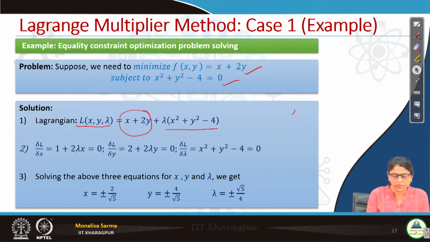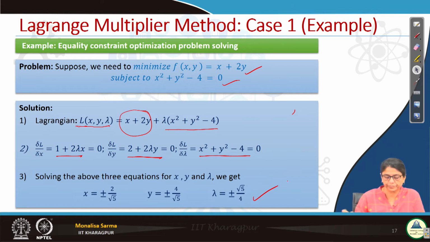Differentiating this with respect to x, I got this, with respect to y, I got this. Then with respect to lambda, if I differentiate, I got this. So I got three equations, and how many unknowns? 3 unknowns, x, y and lambda. Solving this, I got these values, these are the different x values, y values and lambda values.